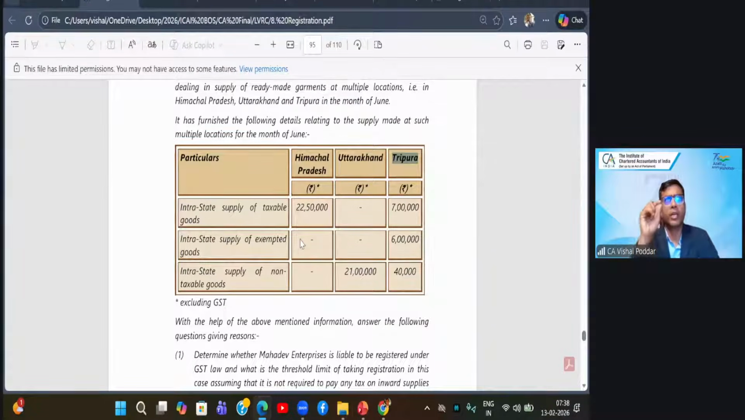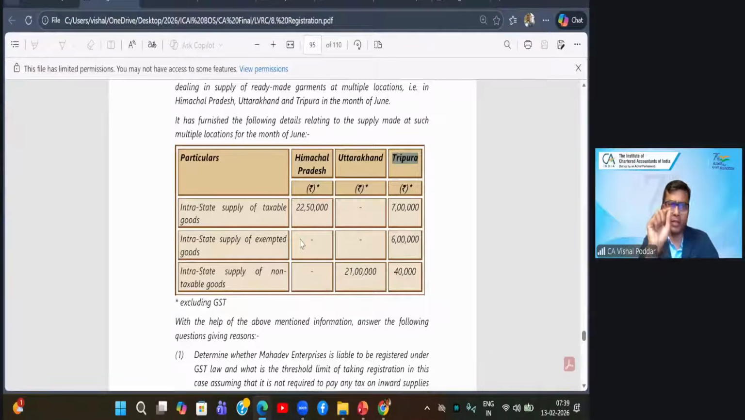So what I will say, the entity is not making any interstate supply of goods, nor does the entity have any inward transaction liable to RCM. Hence, it is not falling in section 24. Now see, section 24 has other transactions also, but for that no data is given. So we need not refer to them. Need not write that this is not applicable, this is not applicable. No. You have to only write what is relevant.